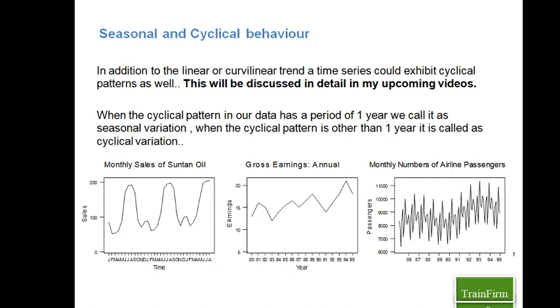Whereas if this particular pattern repeats by itself only over multiple years, that means in 5 years this cyclic pattern happens. For instance, in this graph you can see that this is also kind of repeating, but it does not repeat in a period of a year. It repeats in a period of 3 to 4 years. You see that there are peaks and troughs. So gross earning annual, there is strictly a trend component, and then I see there is a cyclical component more than a seasonal component.